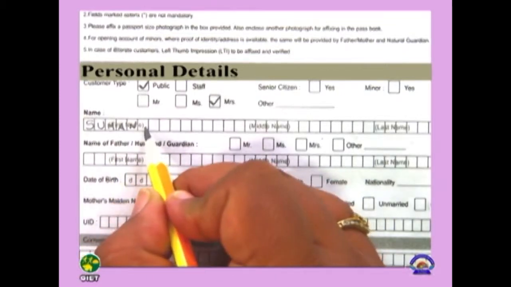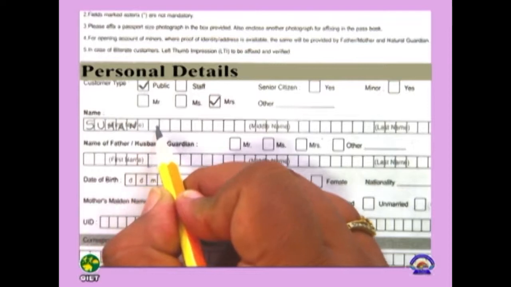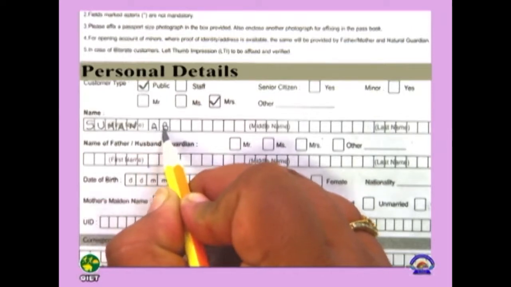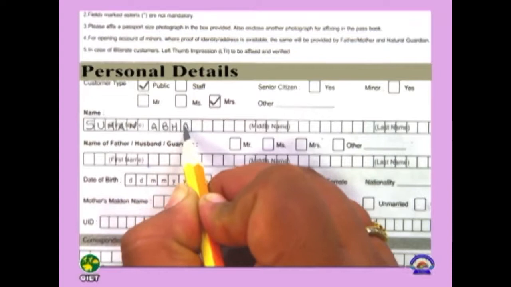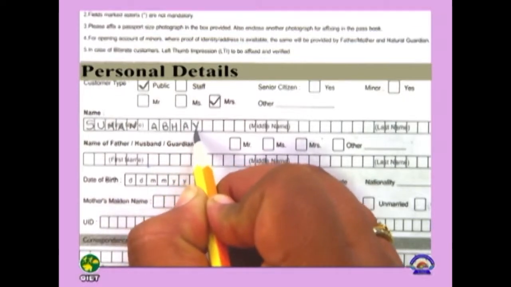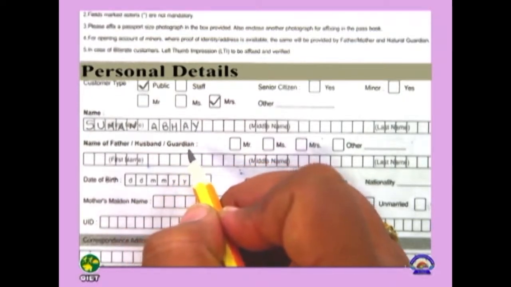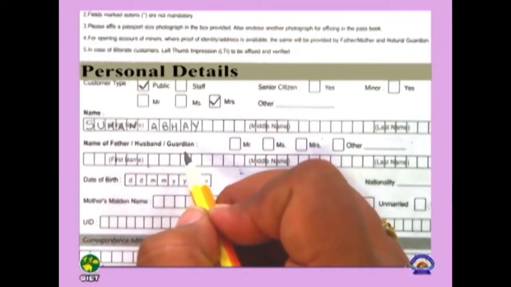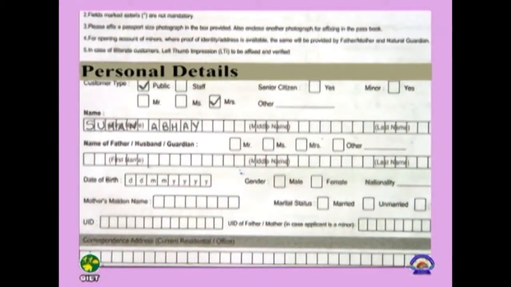Leave one box. Then write your father's name. I will write my husband's name and you write your father's name. A B H A Y. All of you write. I will repeat, children. Please write in block letters. If your friend is writing in small letters, you can correct your friend.